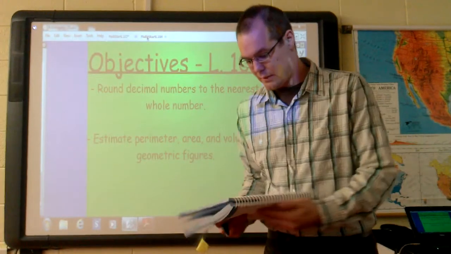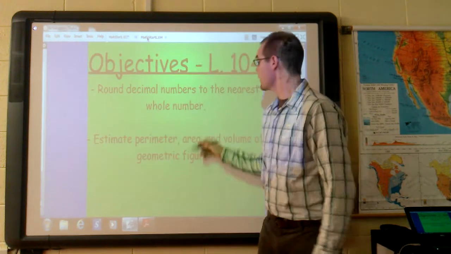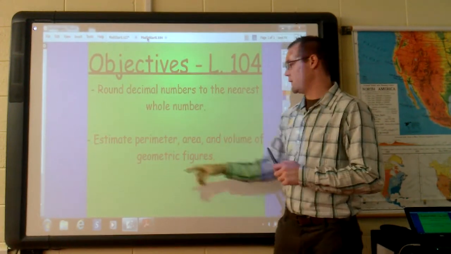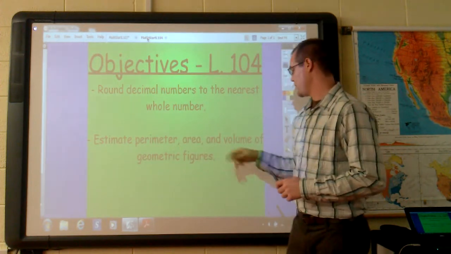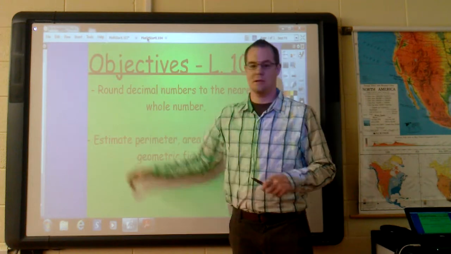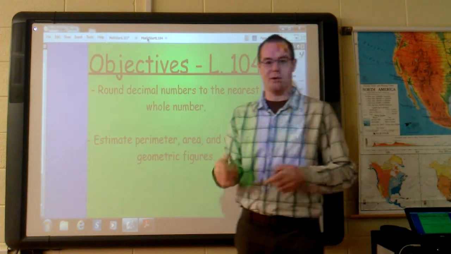Hello, 5th grade. Today we will be rounding decimal numbers to the nearest whole number, which is our first objective. Second, we will estimate the perimeter, area, and volume of geometric figures, remembering that when we estimate, we round before we use the proper formula for perimeter, area, and volume.